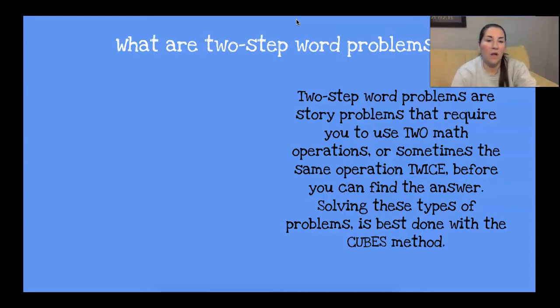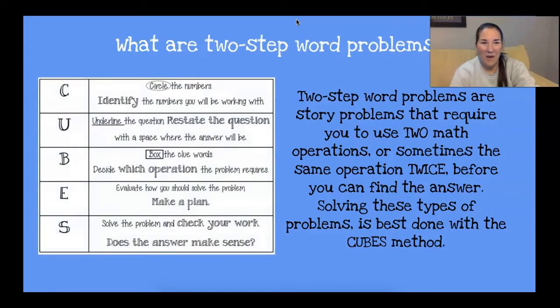So solving these types of problems is best done with the cubes method, and we're going to talk about that today. So there'll be more than one type of operation or type of math that you'll have to do. You'll have to do more than one equation to solve the problem and answer the question within the problem. And so to help us break down the story problem and make sure we have all of the pieces that we need, we're going to use what's called the cubes strategy or cubes method. And so that's an acronym for different steps that we can take to help us solve.